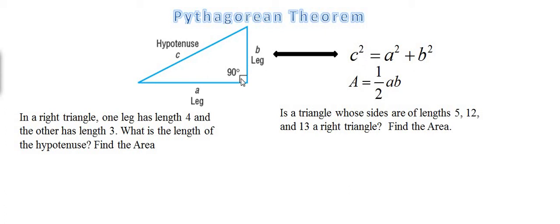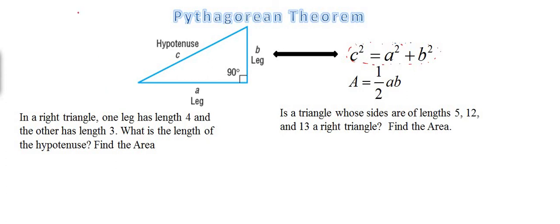What does that mean? That means a squared plus b squared equals c squared. Now, if we know that it is a right triangle, that means the area of the right triangle can be written as 1/2 times a times b. Okay, so that's the relationship for the Pythagorean theorem.